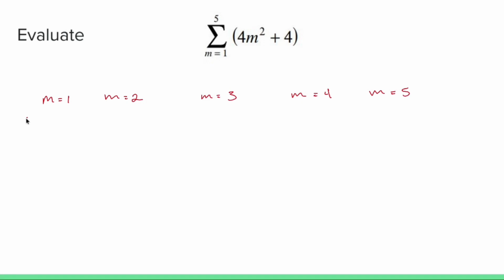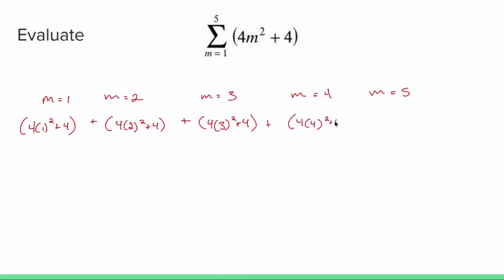You're going to plug in 1, so 4 parentheses 1 squared plus 4, close it, plus 4 parentheses 2 squared plus 4, close it, plus 4 parentheses 3 squared plus 4, close it, plus 4 parentheses 4 squared plus 4, close it. Lots of 4s. It's like we're playing golf. It's a joke. 4 times parentheses 5 squared plus 4, close it. All right, no mistakes made.